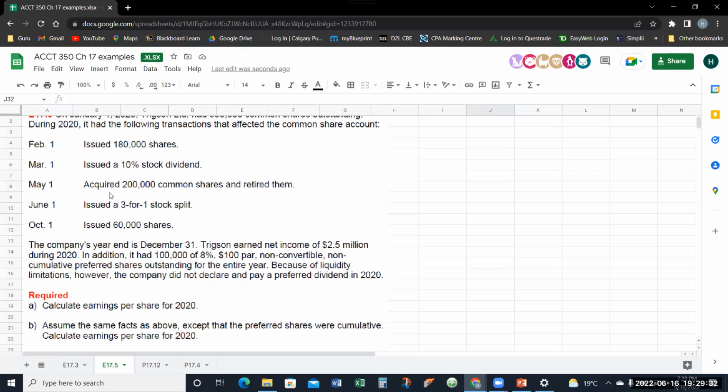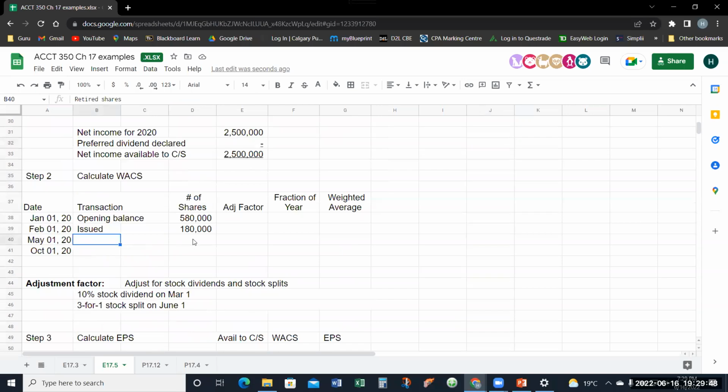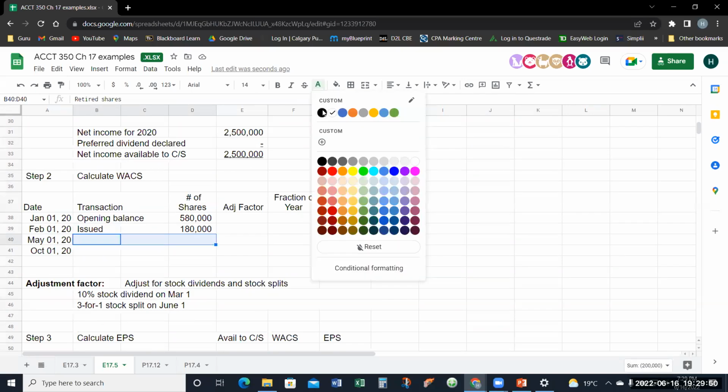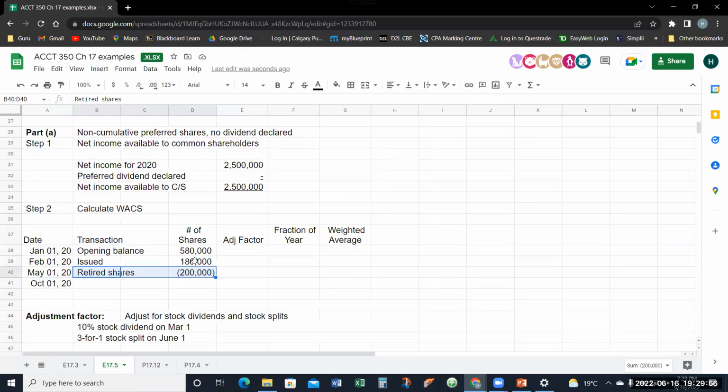May 1st, acquired 200,000 common shares and retired them. So when a company buys back its shares, it cancels them. And what that does is the number of shares goes down as a result. So 200,000 shares went down on May 1st. And then lastly, you've got October 1st issued 60,000 shares. So that increases the number of shares.